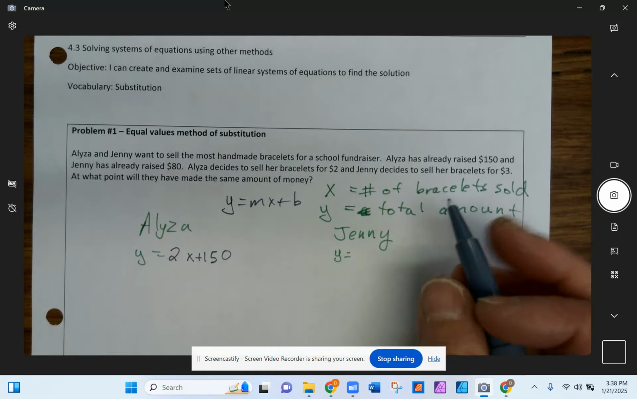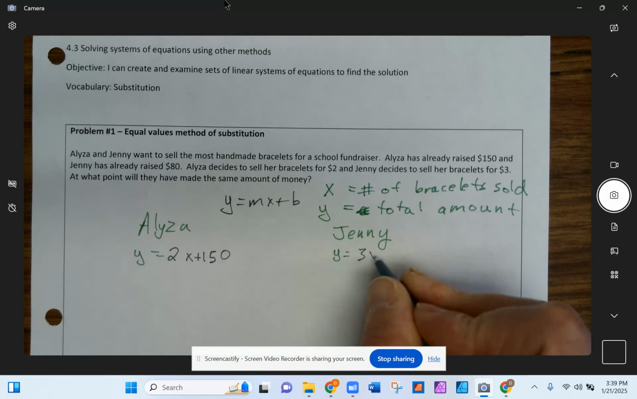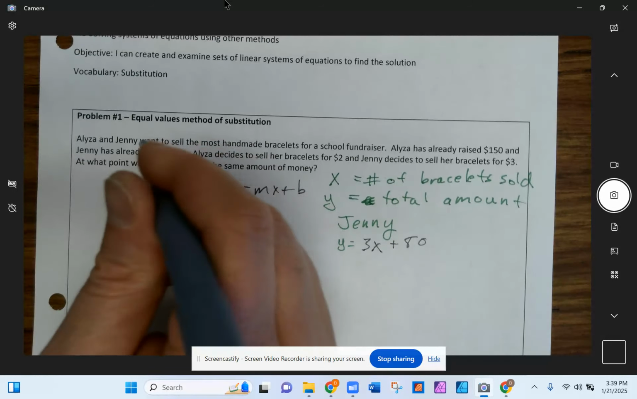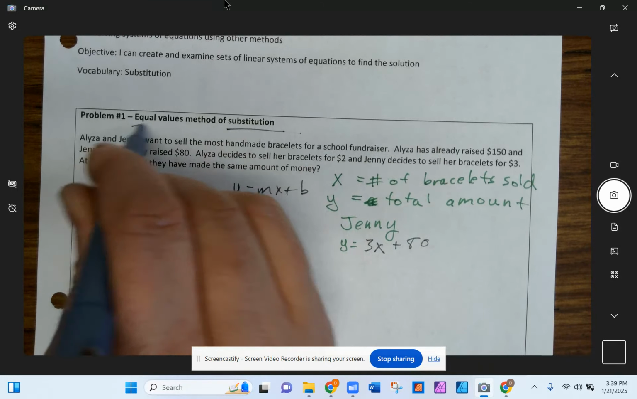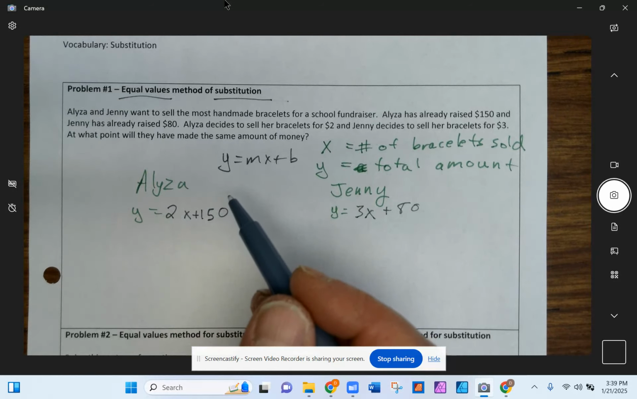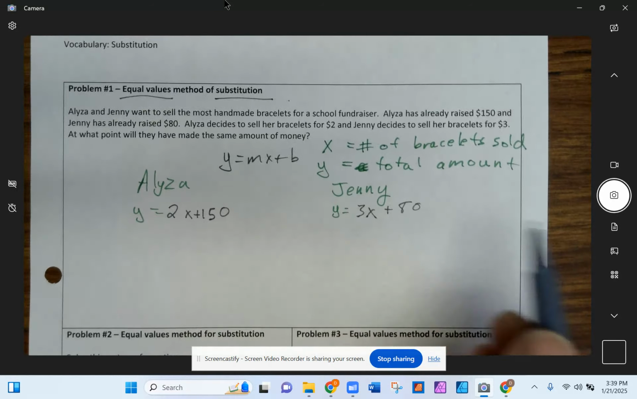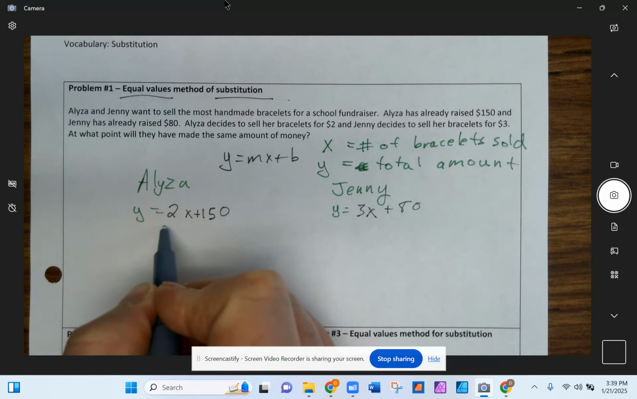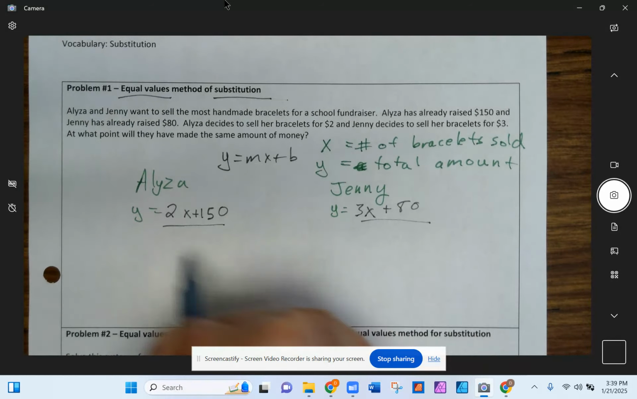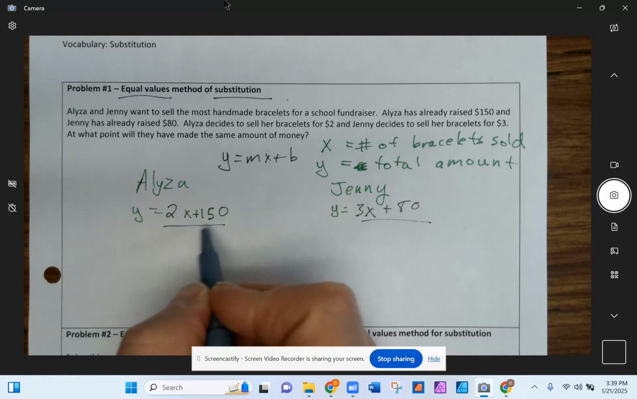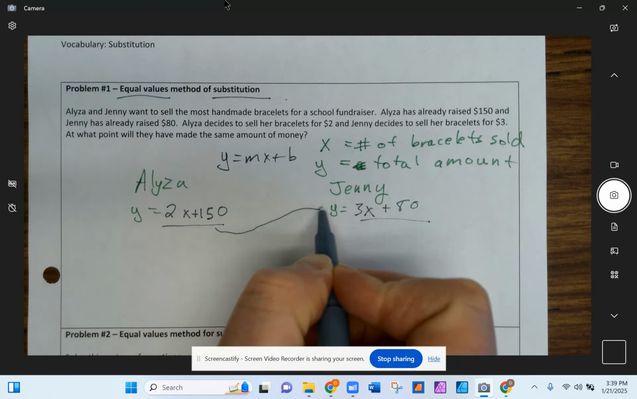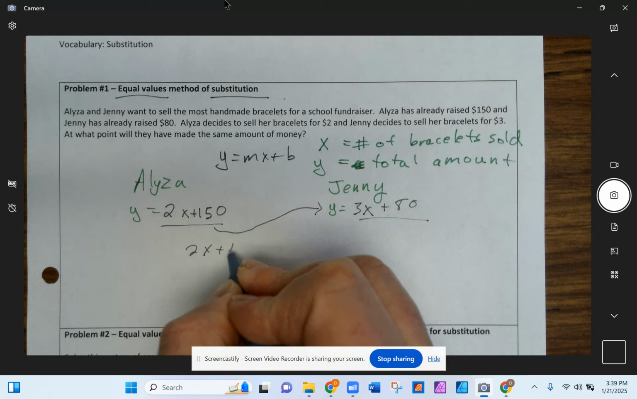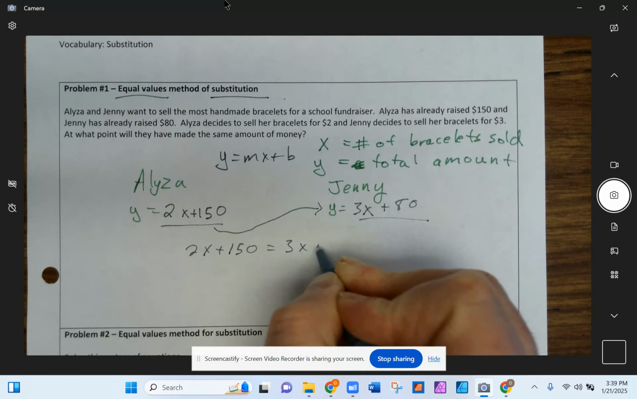Jenny's is going to be set up the same way, except her numbers are different. She's doing $3 per bracelet sold, and then she started with 80 bucks, or she already raised 80. So the idea here is we're going to substitute one equation into another. It's equal values is what I call it when it's both set up in y equals mx plus b. So the idea here is I'm going to take this part of the equation and this part of the equation and put them together because they're both equal to y. I'm taking this 2x plus 150, and because it's equal to y, I'm substituting it in for that y. So it's 2x plus 150 is equal to 3x plus 80.